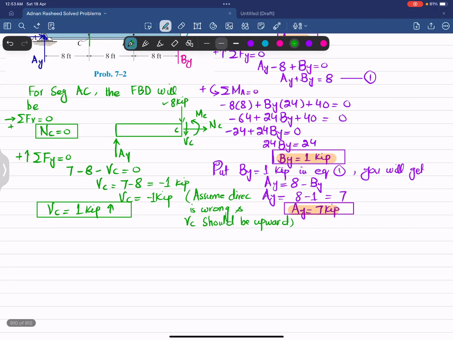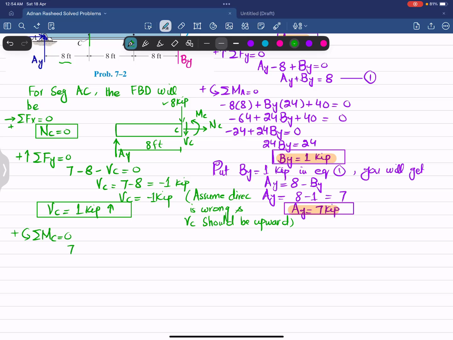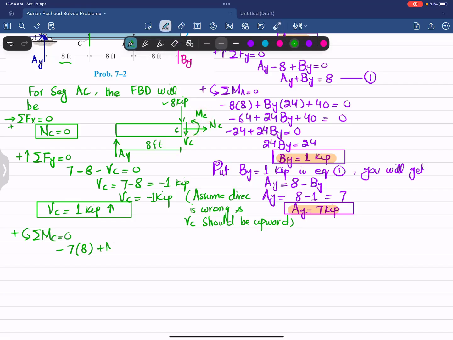Now I'll find this MC by using the third equation of equilibrium, that is, the sum of all moments about point C is equal to 0, taking the counterclockwise moment as positive. You can see from A to C the distance is 8 feet. The first moment about point C is due to Ay times 8 feet, and this is producing a clockwise moment, so it will be negative. So I can write Ay is 7 kips multiplied by 8, and this is clockwise, so it will be negative. And the internal moment MC, which is taken as counterclockwise, is positive, so I can write plus MC. There is no other moment, so their sum must be equal to 0.